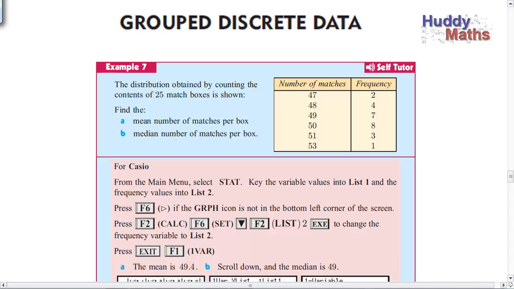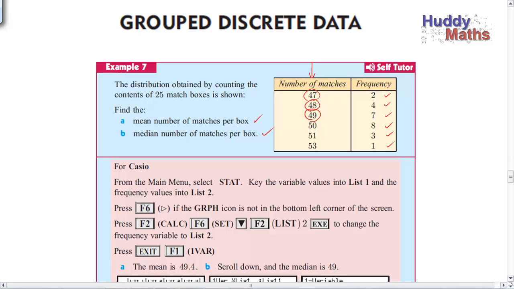And I'm going to go back to grouping discrete data. So quite often you will have a discrete set of data here, number of matches in a matchbox, and how many matchboxes had that many in them. Okay, so you've done your tally stuff and all that, and now what we want to do is find the mean number of matches per box and the median number. Now, we mentioned this before, when you group data, sometimes you lose information. We haven't lost it here because there's no actual grouping in here. We've got the actual number of matches in a box there. Okay, so let's have a look.